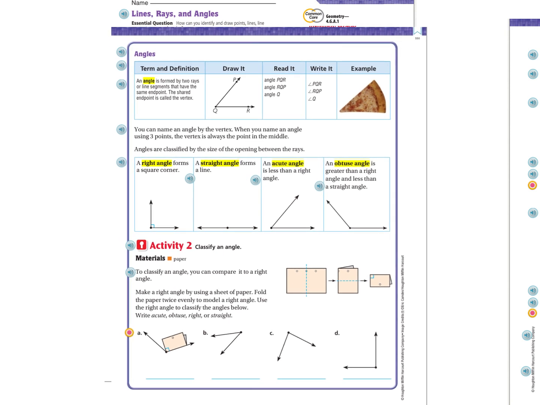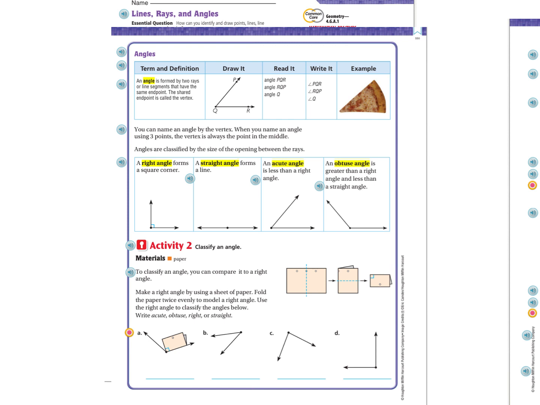All right. Okay, now we're going to do angles. Are you ready for this? Okay, angles. Let's read it. Ready and go. An angle is formed by two rays or line segments that have the same endpoint. The shared endpoint is called the vertex. What is the shared endpoint? The vertex. Okay, very good. So how you would draw this is PQR. All right, so which letter is the vertex? Q. Q, great, because it's the shared endpoint.